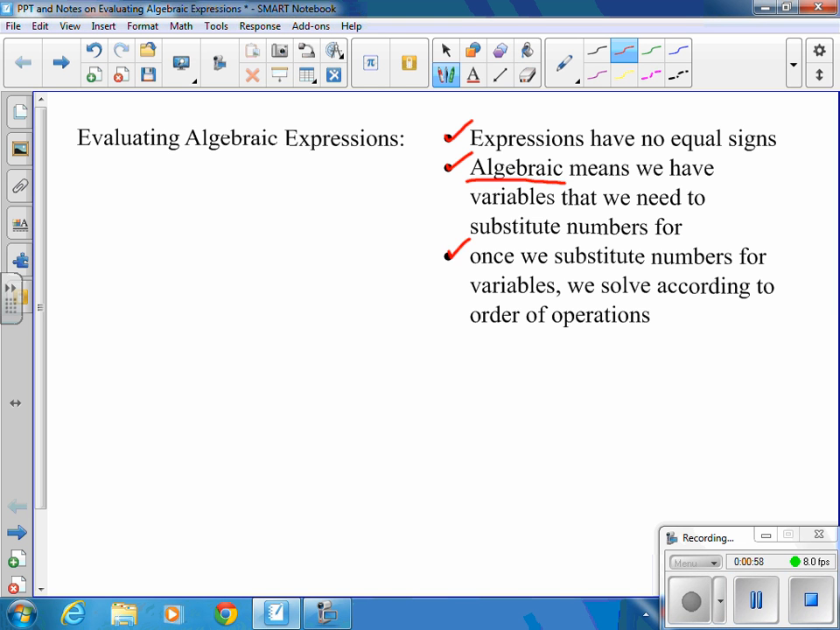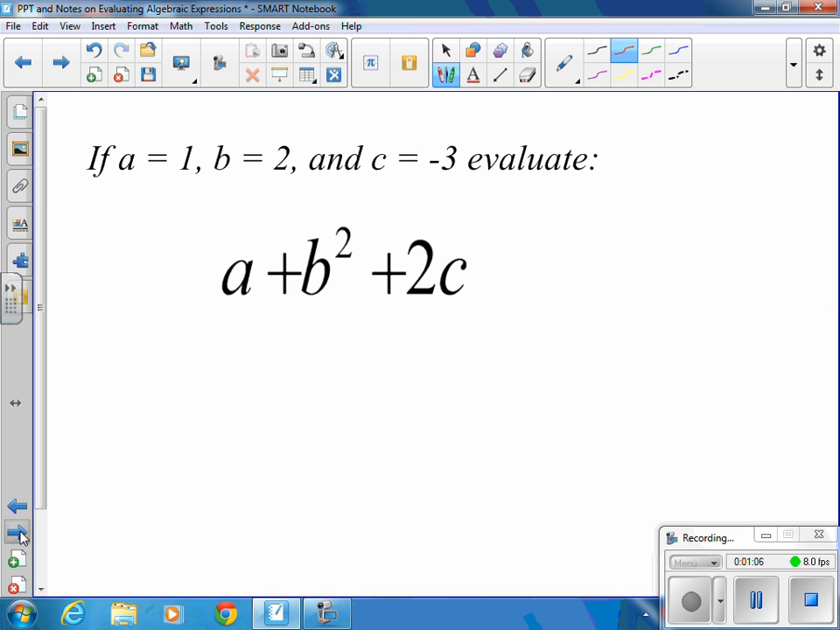Then this is the easy part. Once we substitute our numbers, we're going to solve according to our order of operations. So that's nothing different than what we've been doing for the past couple days. So here's our first problem. If A is equal to 1, B is equal to 2, and C is equal to -3, evaluate. Evaluate just means to get it out of this long sentence and get it into something more manageable, like one number, hopefully.